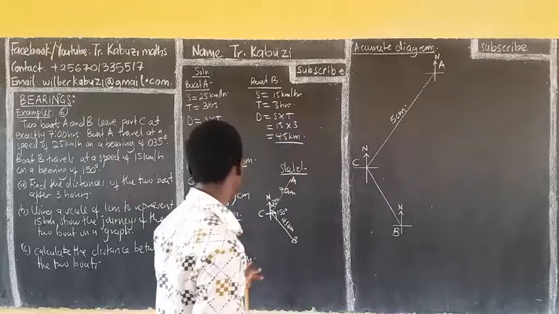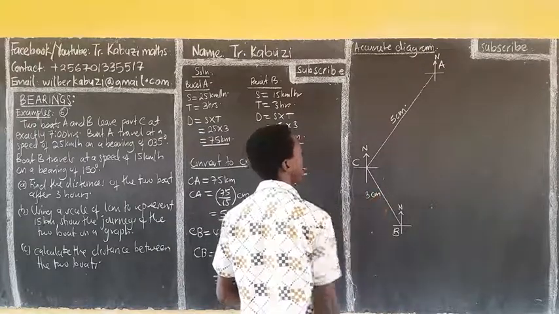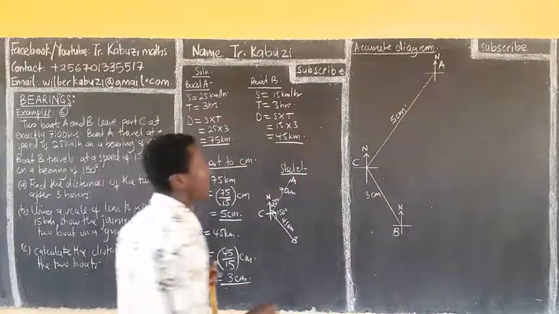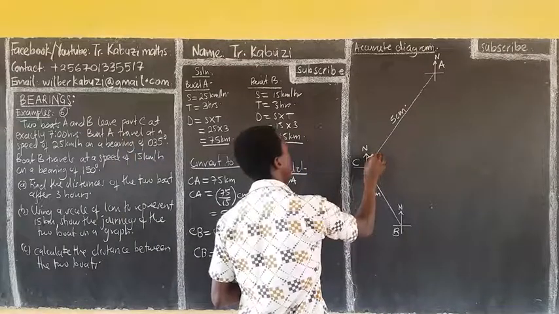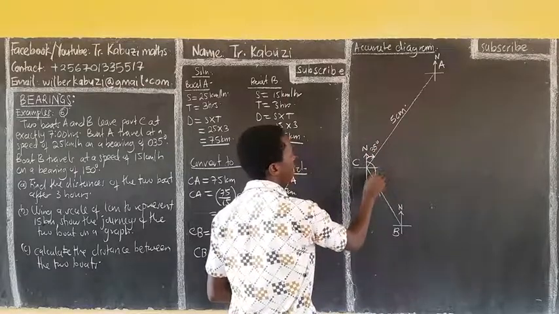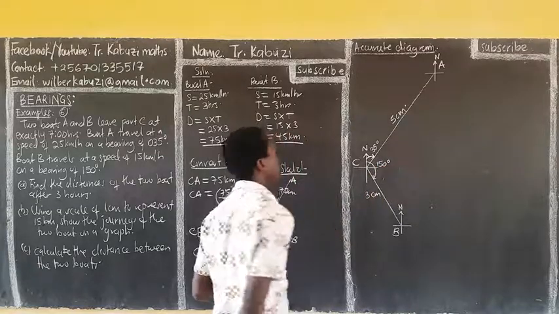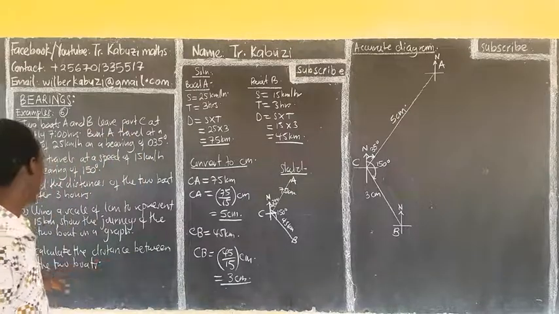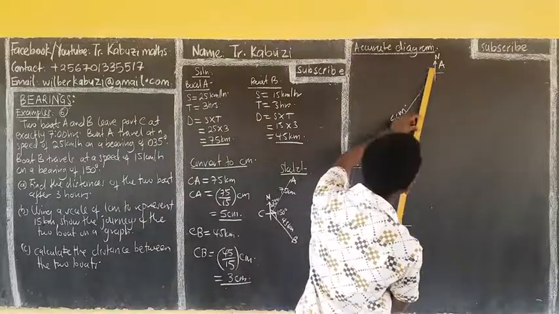So now, this is 3 centimeters. Now they want me to get... I've finished representing the 2. Now my bearing from here was 35 degrees. And from here up to here, it was 150 degrees. Now they want me to get the distance between the 2 boats. So this is the distance between the 2 boats, from here up to here.